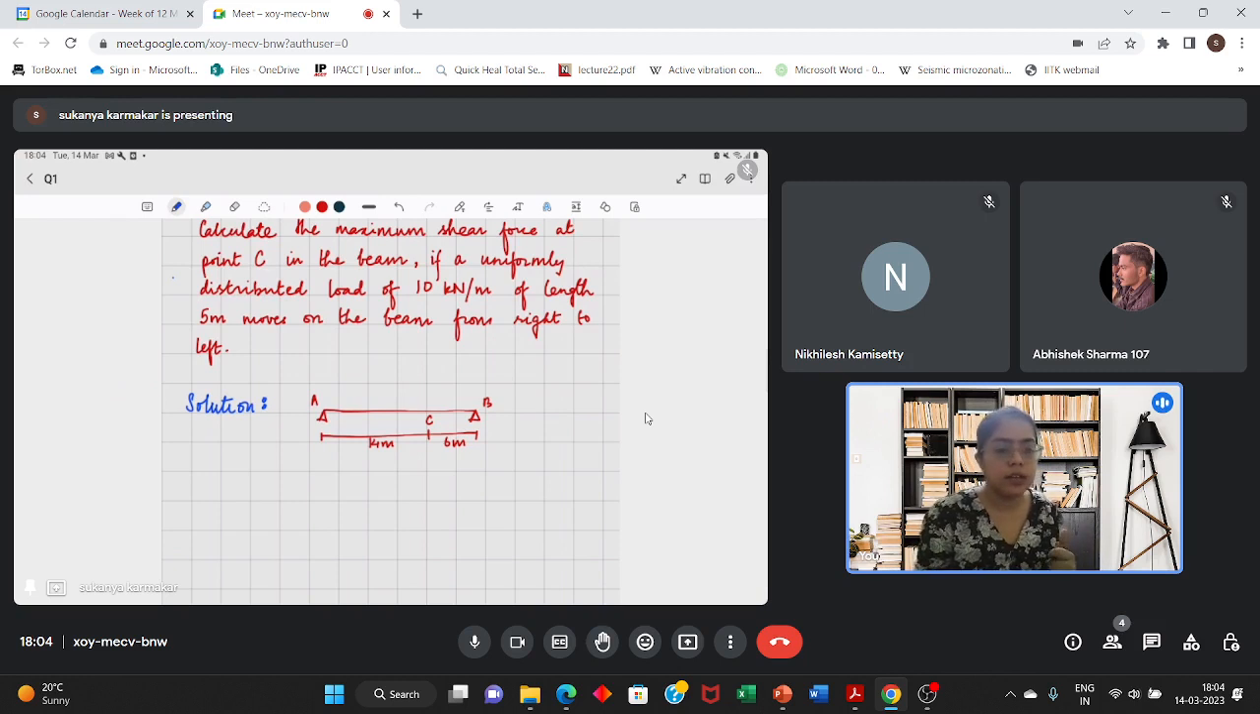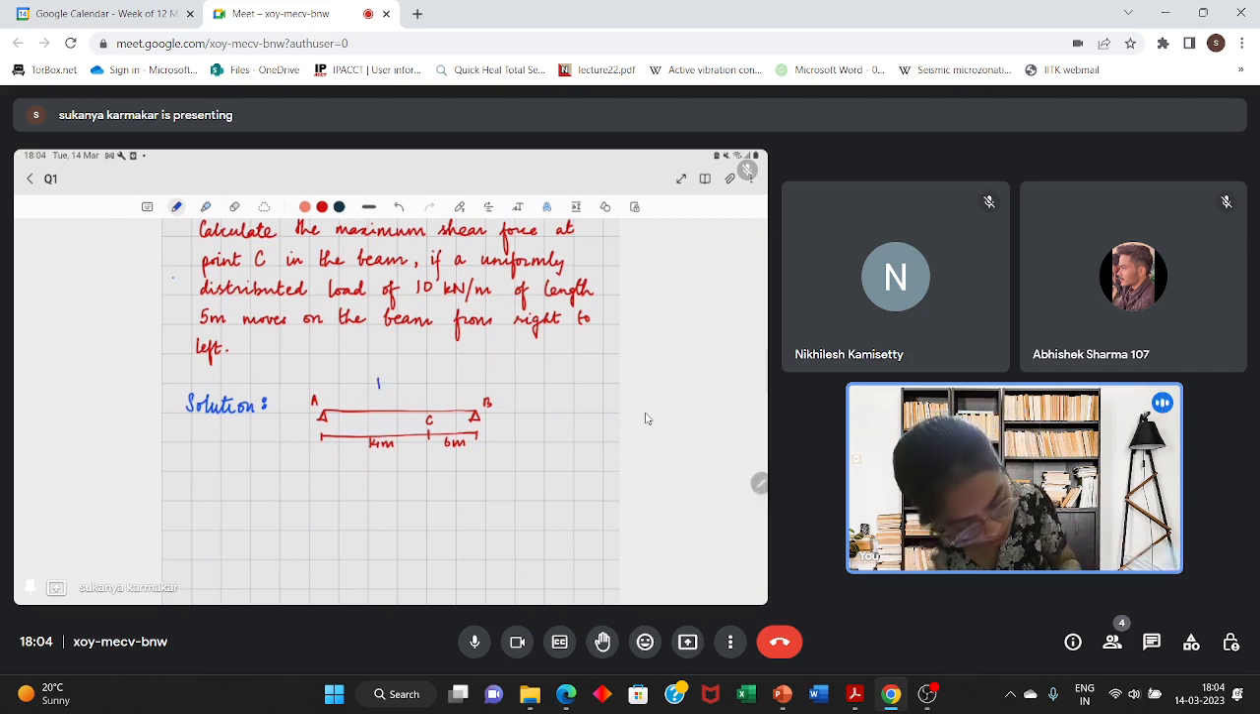Like you can draw the ILD of reaction forces, that is the support reactions. You can draw ILD for bending moment at various locations. You can have ILD for shear forces, for bending moments. So it's a varied thing.